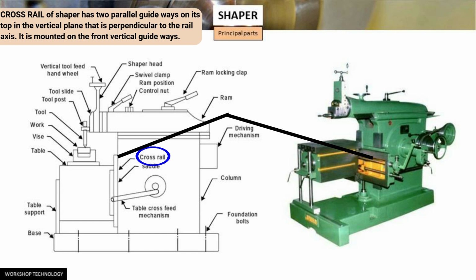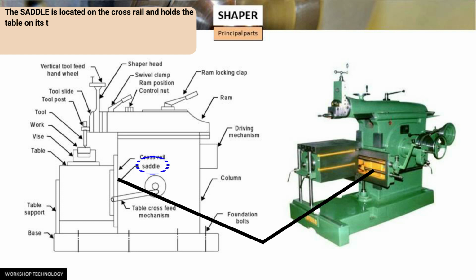It consists of a mechanism for raising and lowering the table to accommodate different sizes of job by rotating an elevating screw, which causes the cross rail to slide up and down on the vertical face of the column. A horizontal cross-feed screw is fitted with the cross rail and parallel to the top guideways of the cross rail. This screw actuates the table to move in a crosswise direction.